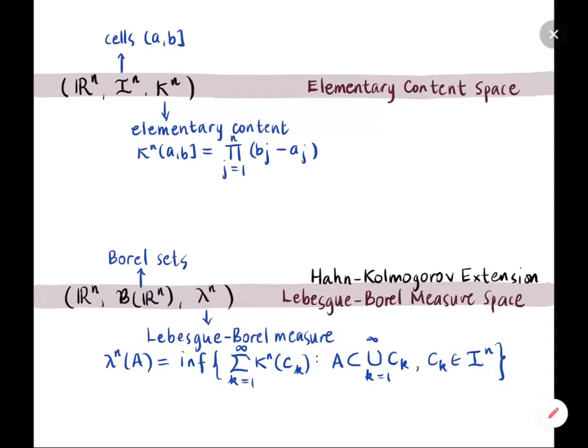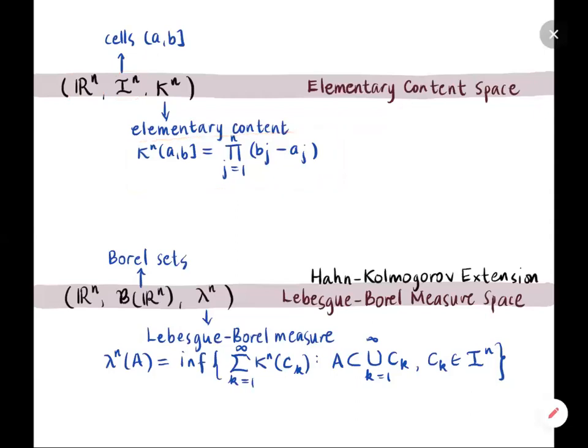We first considered the elementary content space in Rn. This consists of the following triple. Our ambient space is Rn, the set of n-tuples of real numbers. In is the semiring of cells, half open, half closed cells. And kappa n is what we call the elementary content. The elementary content of a cell is defined in this way. It's basically the product of the differences of the endpoints of your cell.